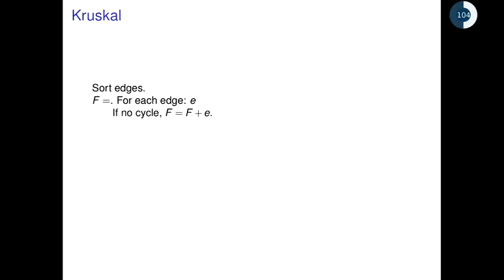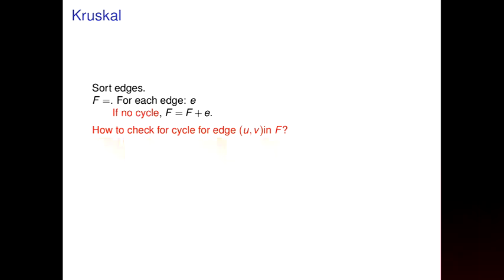Okay, so now this is the algorithm. F equals the empty set is what it should have said. For each edge E, if there's no cycle, you add the edge to this forest. So the key in this implementation is how do you check for a cycle? You know how to sort the edges. You've done sorting, n log n. So how do you check for the cycle for the edge U, V, and F?